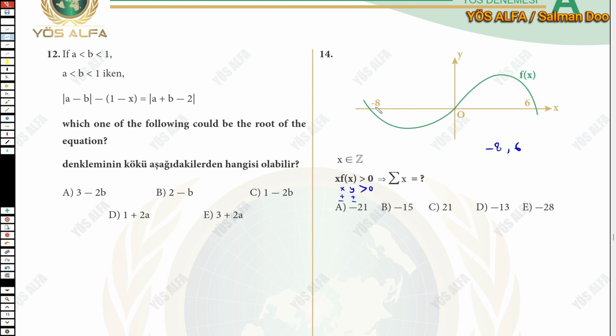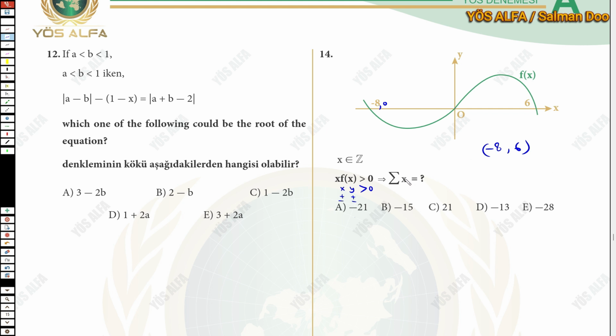Is negative 8 included or positive 6 included in our solution set? No, because we don't have an equal sign in the given statement, which means when x is minus 8, our y value is 0. Since 0 is not included, our solution set will be between minus 8 and 6. Minus 8 and 6 are not included.